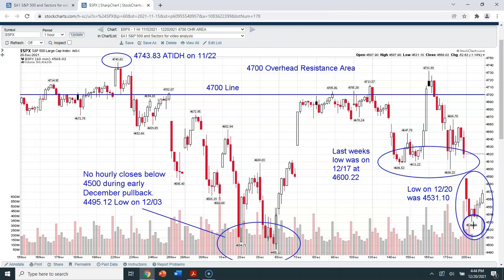All right, now last week the low of the week was put in on the 17th, on Friday, at 4600.22. So if you did watch my video on Friday, obviously we were hopeful, right? It was good news that last week the low of the week was just above 4600. So 4600 had been acting as a support area, but with some of the things that have been going on in politics, as well as the continued spread of the virus, concerns.